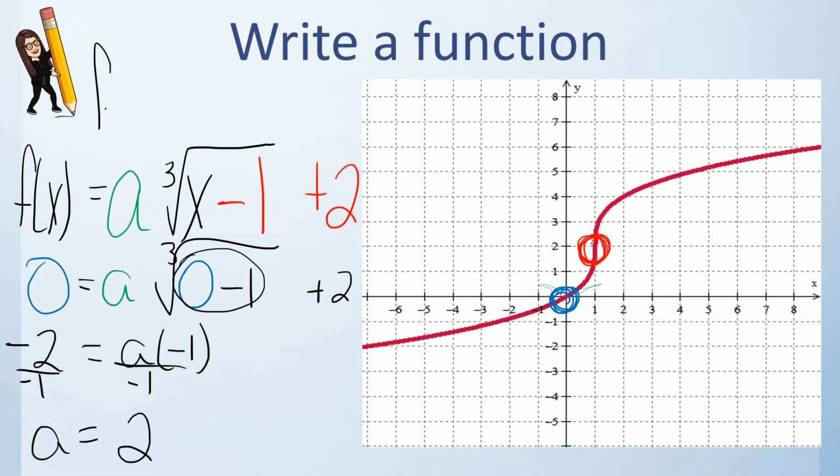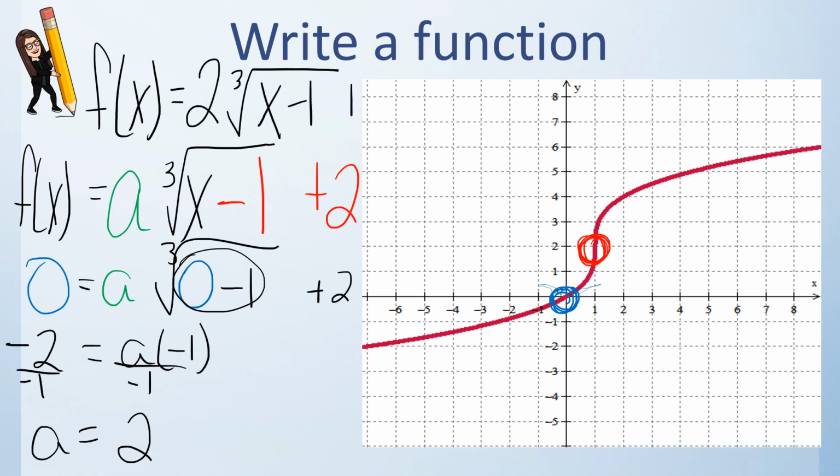Let's write our final function. Remember that a value can be a fraction. That a value can be positive or negative. If you already placed the negative in because you notice the reflection, then that'll work itself out. So we have a factor of 2 and x minus 1 with a +2 outside.